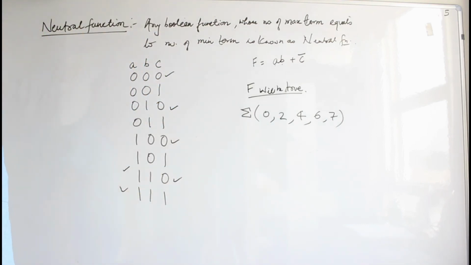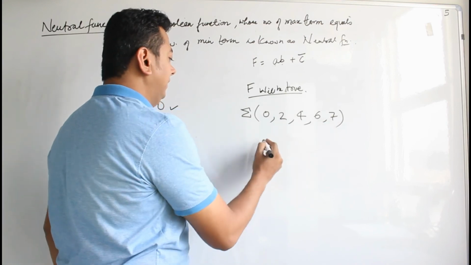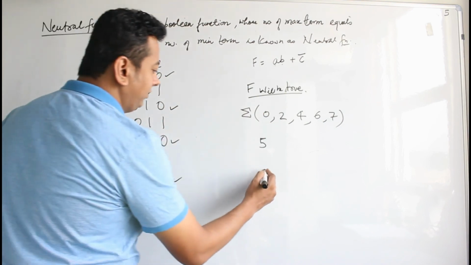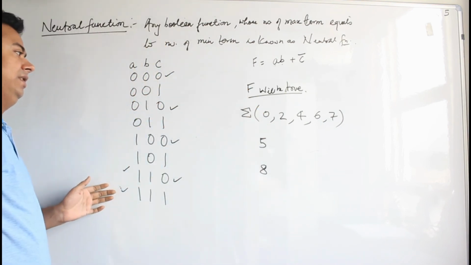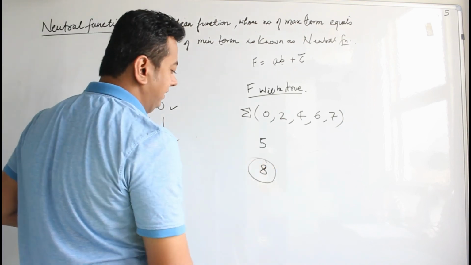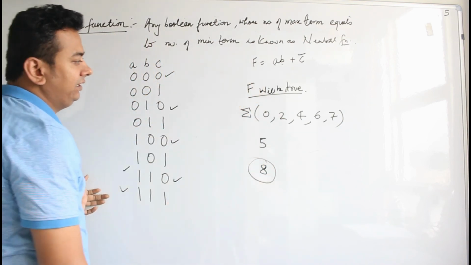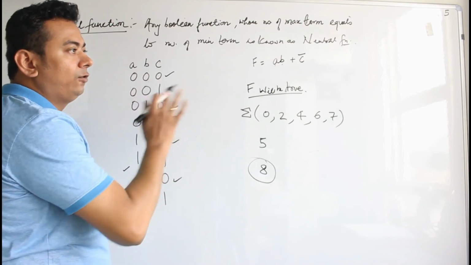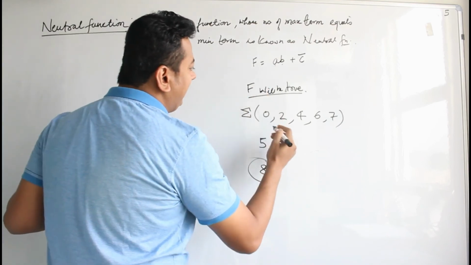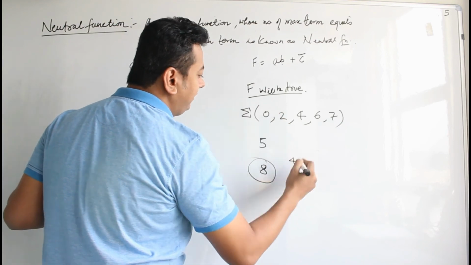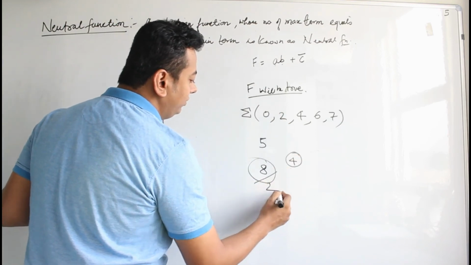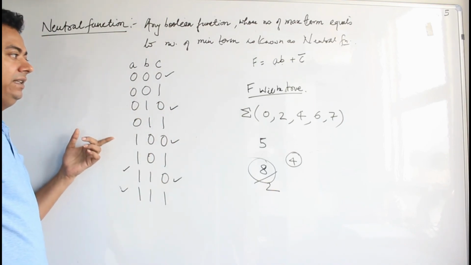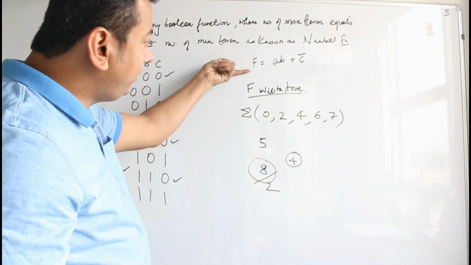So count how many min terms are here. 1, 2, 3, 4, 5. 5. And the total number of rows here is 8. Oops. If the total number of rows is 8, then for this function to be neutral, f should be true at exactly 4 rows, that is 8 divided by 2, the total number of rows divided by 2, right? That should be the case for f to be neutral.